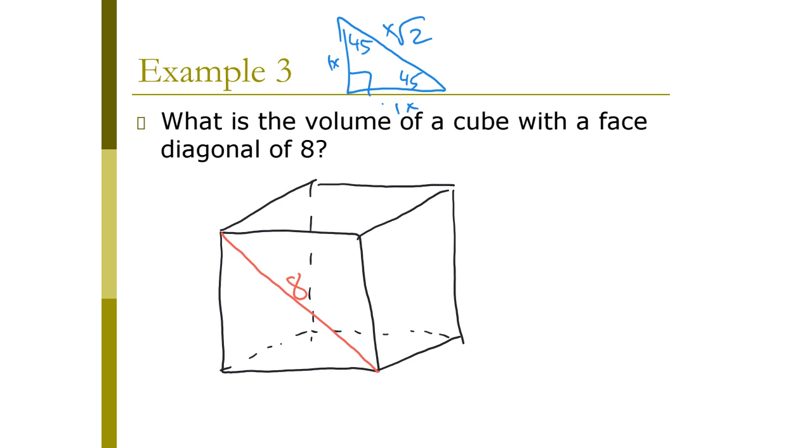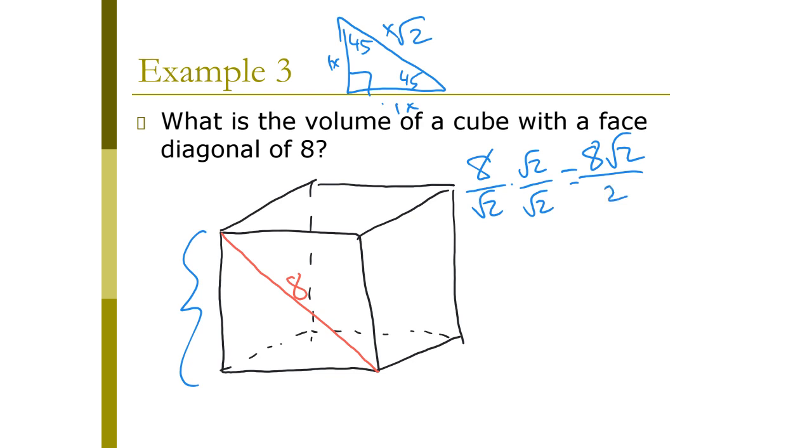So if 8 is my diagonal, how could I get this dimension right here of that 45, 45, 90 triangle of that square face? Well, I could divide 8 by root 2. So if I do 8 divided by root 2, I'm going to need to rationalize that by multiplying by root 2 over root 2, a clever form of 1. All right. So I end up with this, and then I can simplify that down to 4 root 2. So one of my edges is 4 root 2. And since it's a cube, that means all of my edges are 4 root 2. So I got my 3 dimensions, my length, width, and height.